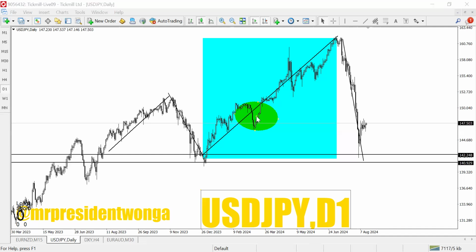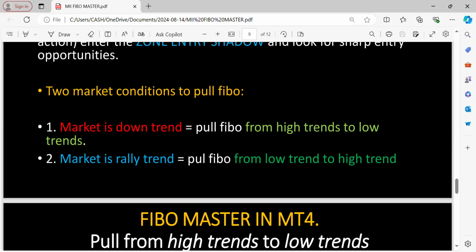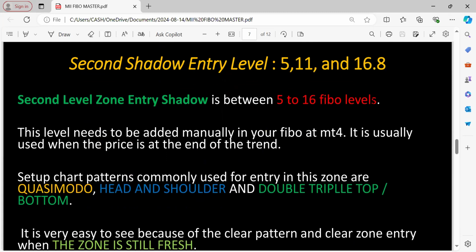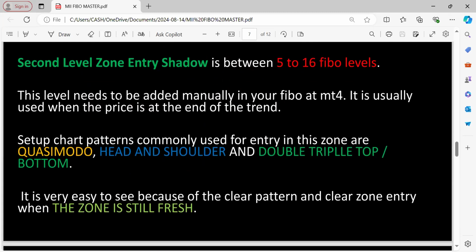All right. So let me just go through this ebook. Okay, so two conditions to pull the Fibo. If the market is in a downtrend, or if the market is in a rally, you pull the Fibo from the low to the high, in terms of Fibonacci levels. These levels, obviously, we said you need to enter them on your charts. They are not there. You need to add those levels.